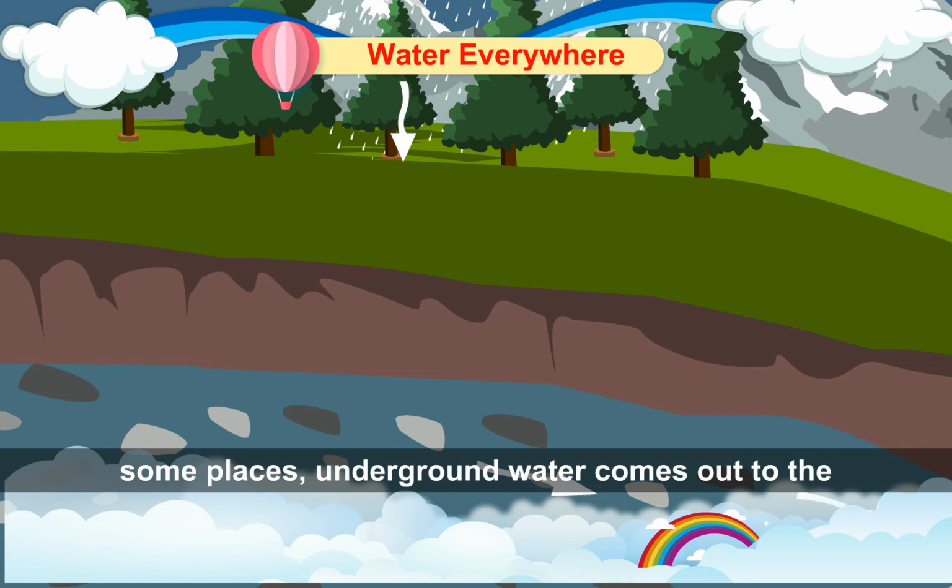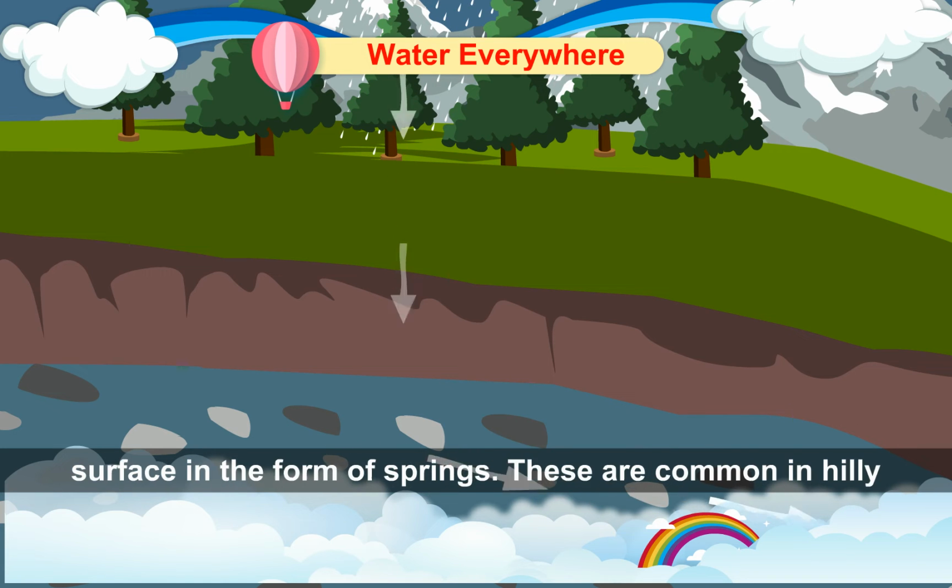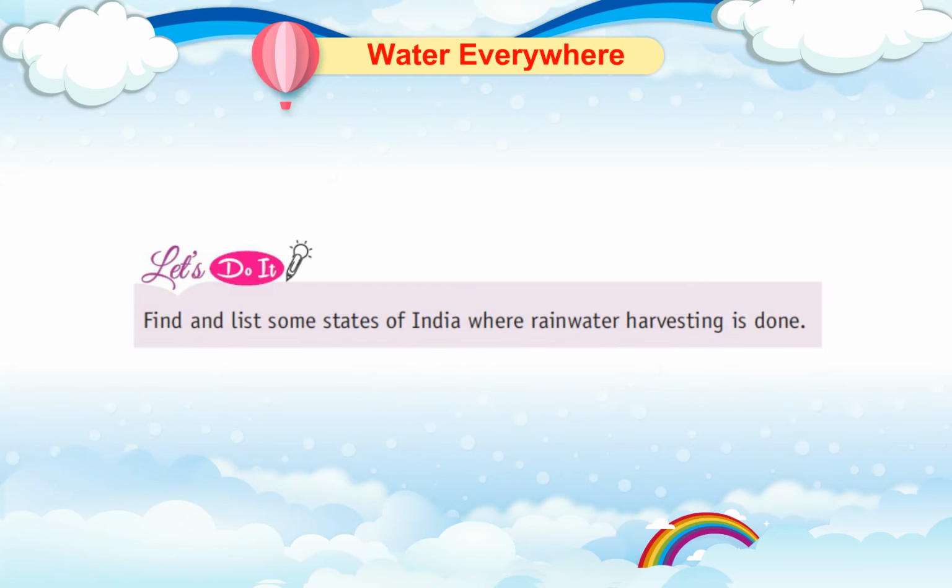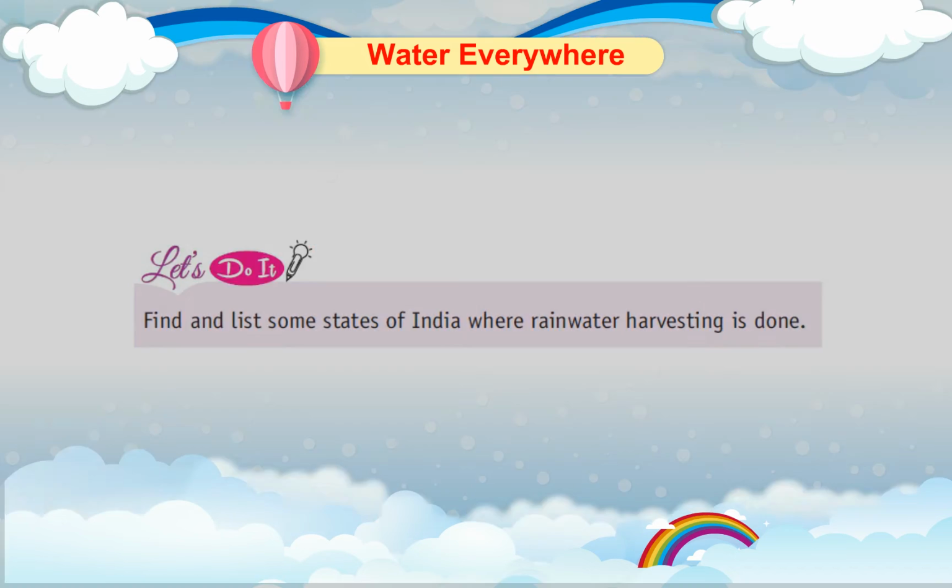At some places, underground water comes out to the surface in the form of springs. These are common in hilly areas. Let's do it. Find and list some states of India where rainwater harvesting is done.